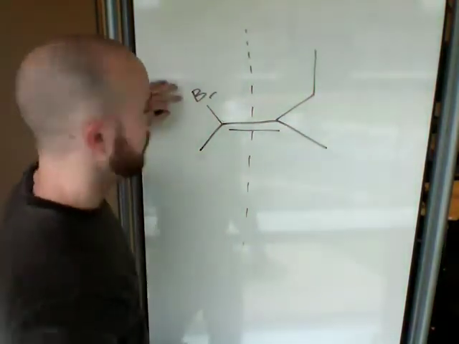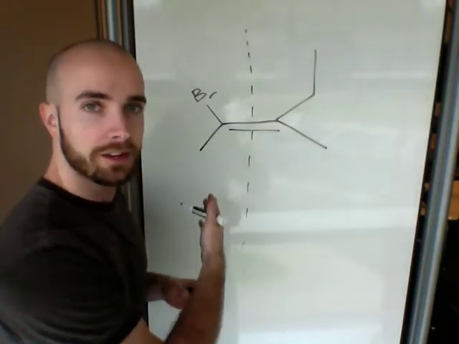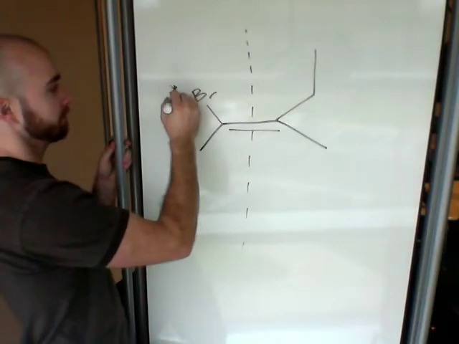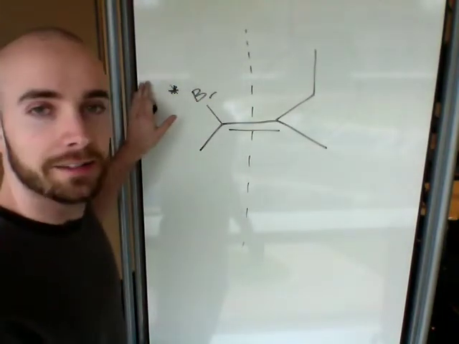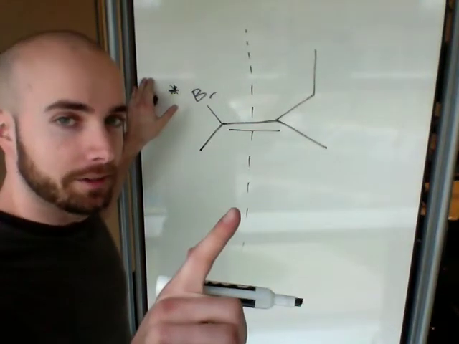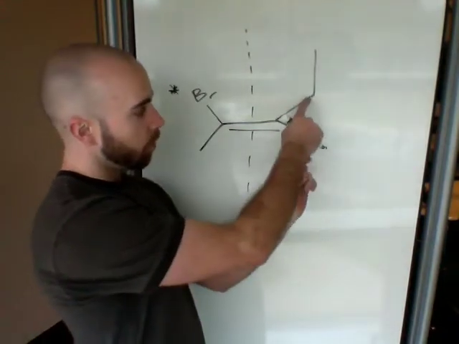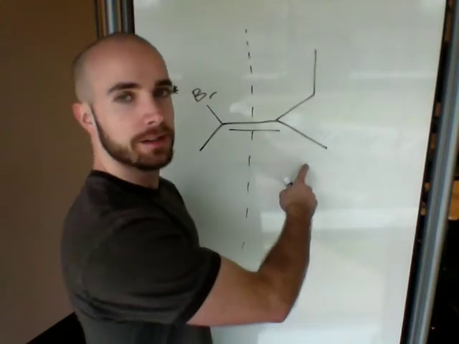So, we got a bromine, and then we got a carbon. Which one of these has the higher atomic number? Bromine does. We're going to put a little star right here to notice that this has the higher priority, aka the higher atomic number. Now let's go to the other side. We got a carbon here. We also have a carbon here.